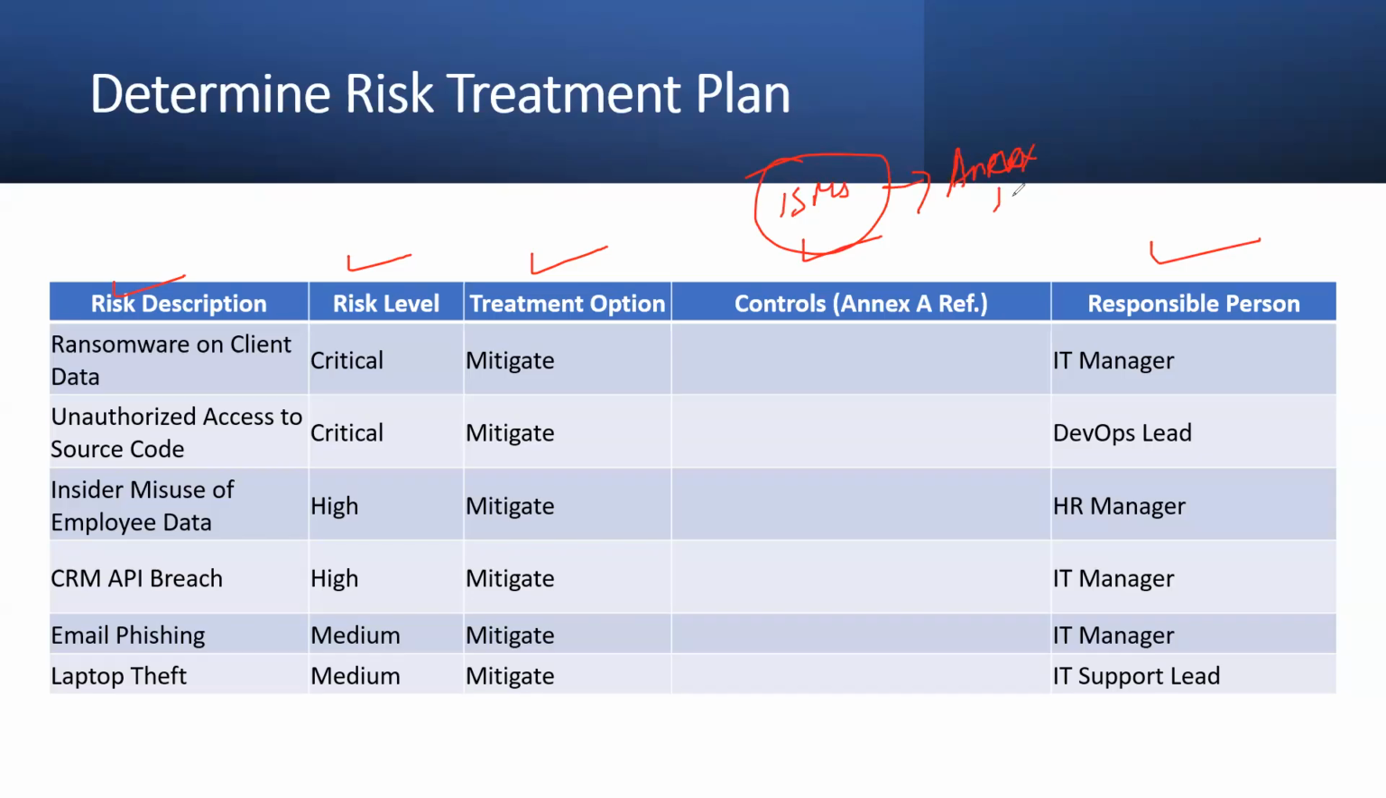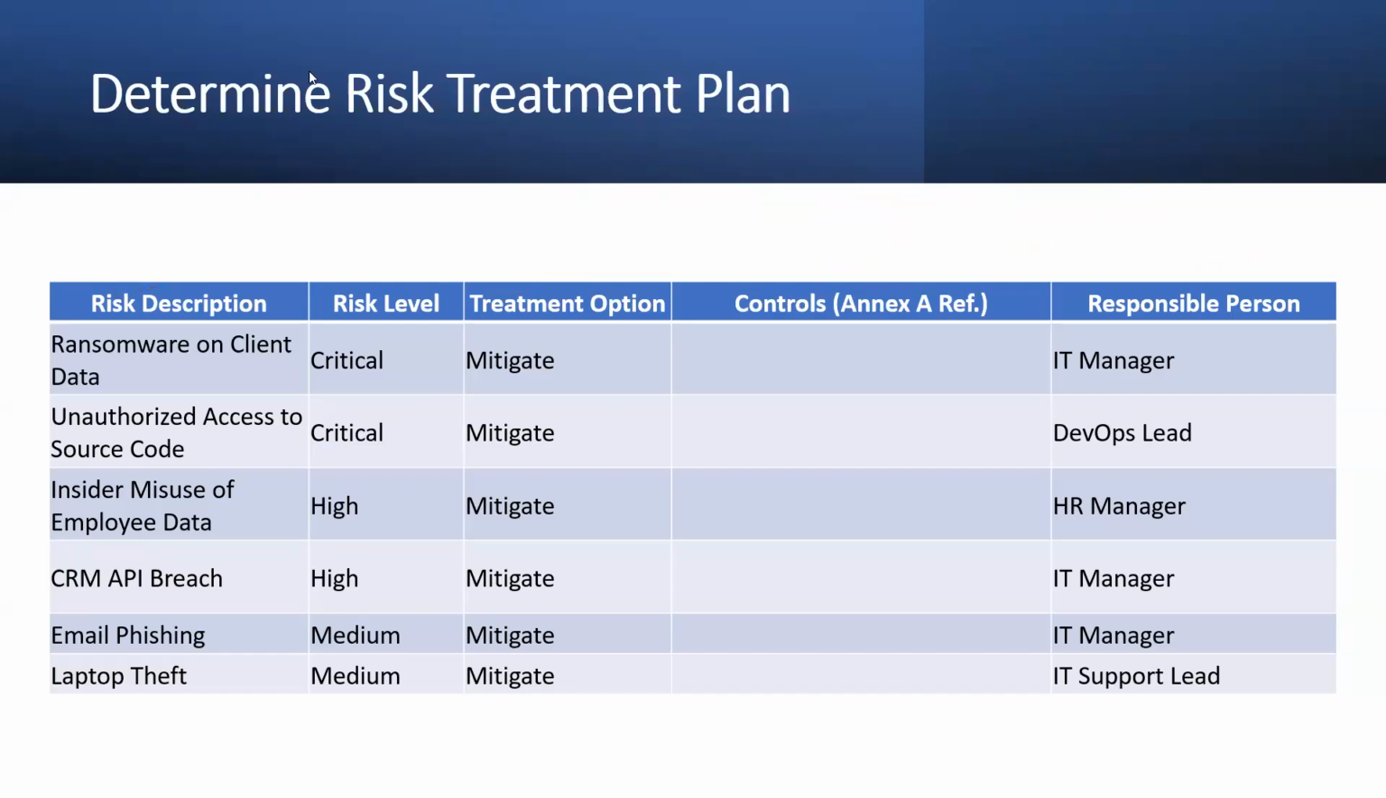What is this Annexure A? It gives you the list of 93 controls. From those 93 controls, we are going to apply the ones which are relatable to the specific risk, for the treatment option. Now, as I said, you can refer to the ISMS manual over here.